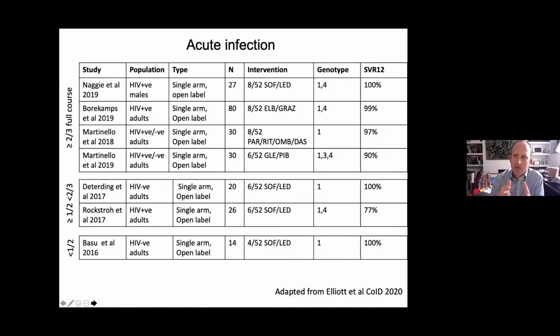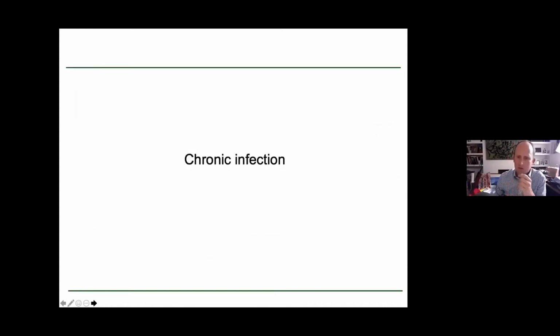So acute infection seems to be something different about it. I don't think we fully understand what it is that's different, but there may be aspects of viral diversity or host immune response that allow a shortening of therapy without compromising too much the SVR rates. Chronic infection is obviously different.